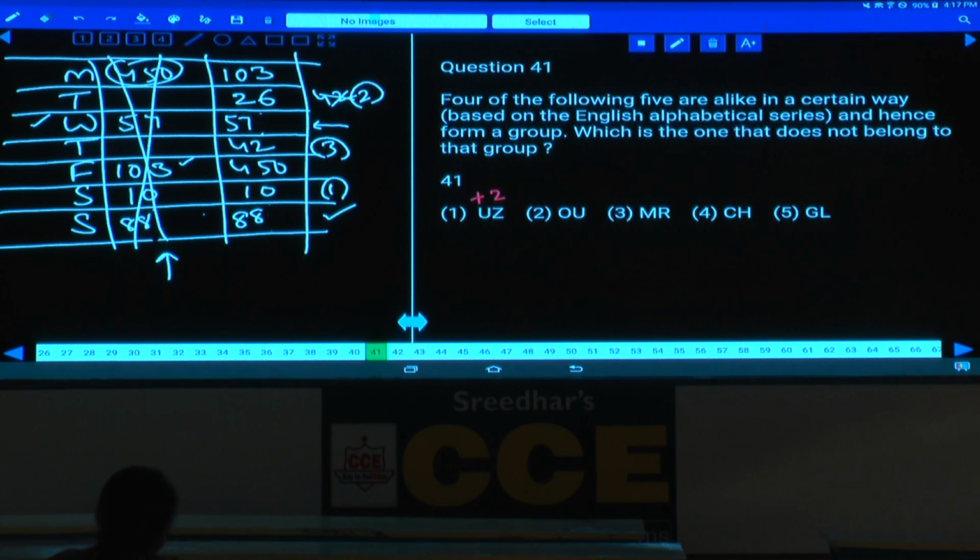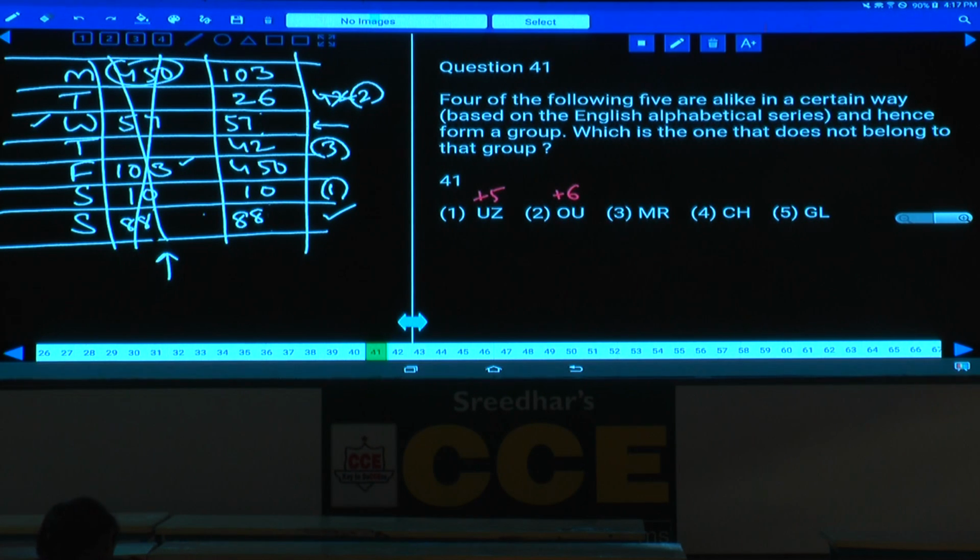O and U, O is 15, U is 21, the difference between these two is how much? Here the difference between U and Z is plus 5, and O and U the difference is plus 6. M and R: M is 13, and the value of R is 18, 13 plus 5 is 18. And C is 3, 3 plus 5 is 8, 8th letter is H. G is 7, 7 plus 5 is 12, 12th letter is L. Then what is the odd one here?